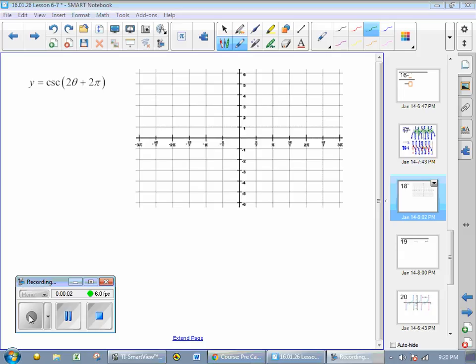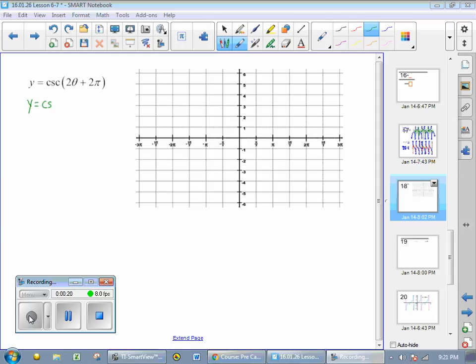Now we're going to graph y equals cosecant of 2 theta plus 2 pi. So we've got a couple of transformations happening here. This is going to transform it horizontally, shrinking it. This is going to be a phase shift. But before I can identify those numbers, I actually need to factor out k.